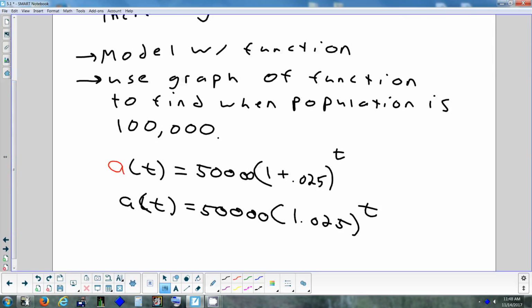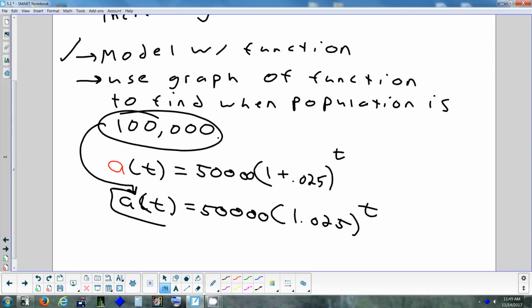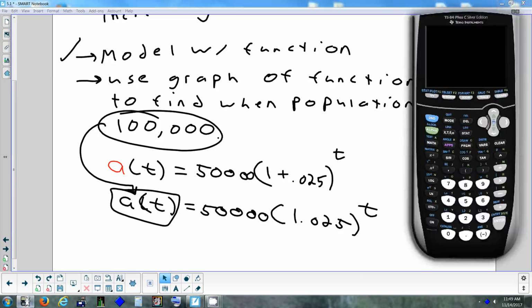Okay. So now we've done the first part. Second part. We're going to use that graph to figure out when the population is 100,000. Where would I plug in the 100,000? For t or A of t? A of t, that's an amount. So plug that in right there. So basically I'd have 100,000 equals 50,000 times 1.025 to the t.